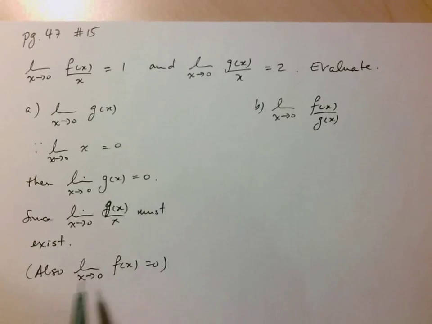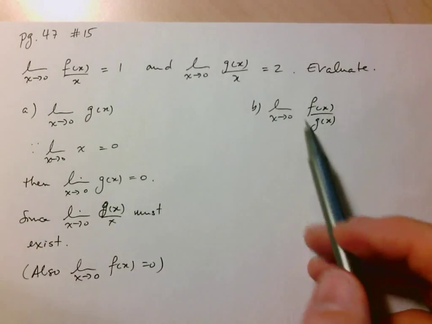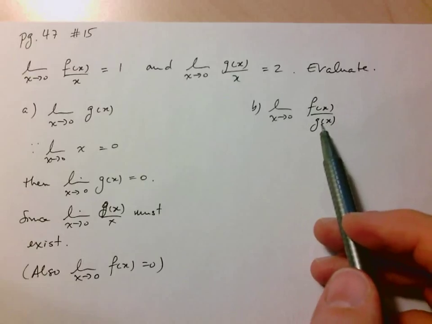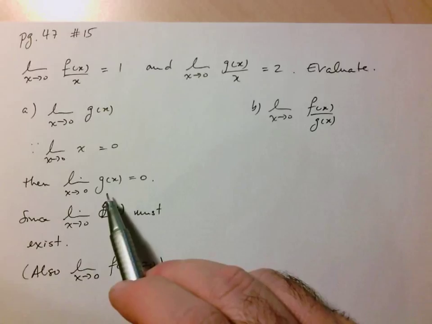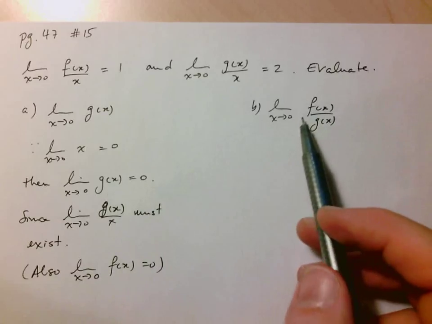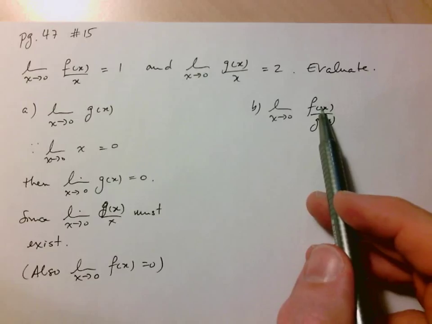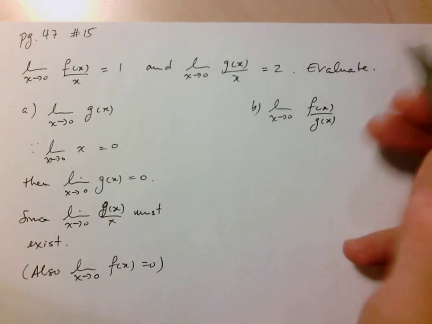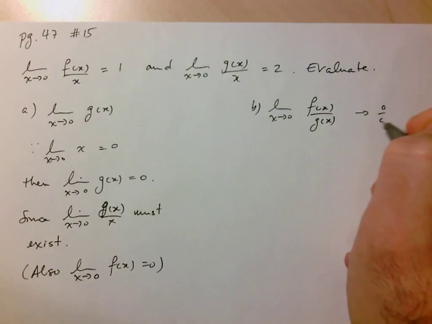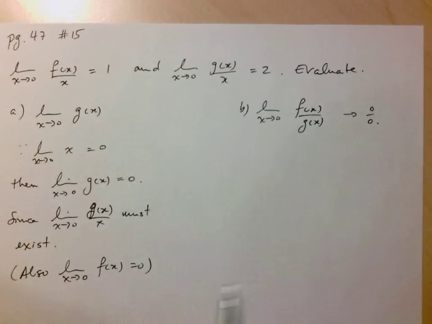The reason why I'm finding this is because I look at b here, and I've got the limit of this quotient, and I just found out that the denominator is approaching 0. So the only way for this to possibly exist is if the numerator also approaches 0. So we figured out that the numerator must also approach 0. So this approaches the indeterminate form 0 over 0, which means the limit might exist or might not exist.